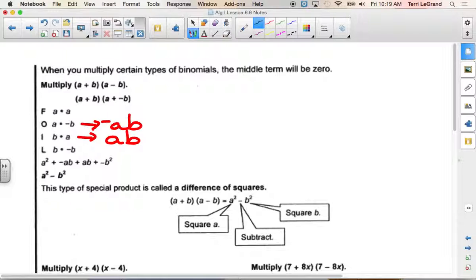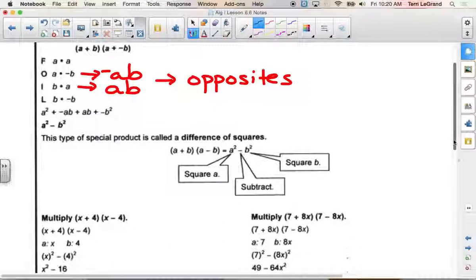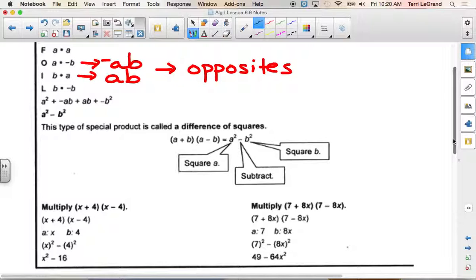Those are opposites. What do opposites do? They cancel each other out because they add up to 0. So it's like we'd be adding a 0 in the middle of the problem. What does adding 0 do? Not a darn thing. We can just ditch it, can't we? So look at what ends up happening. This is a really fun one to do. We get a squared minus b squared. That's our shortcut. That's our model.